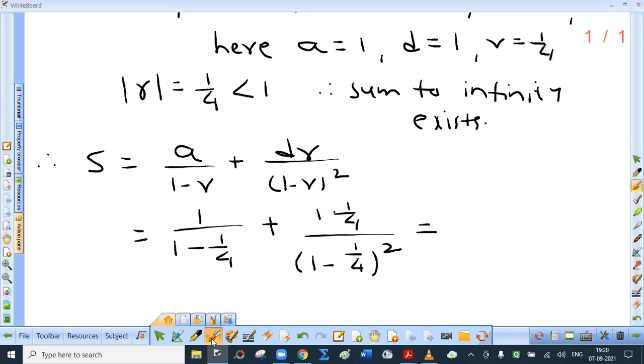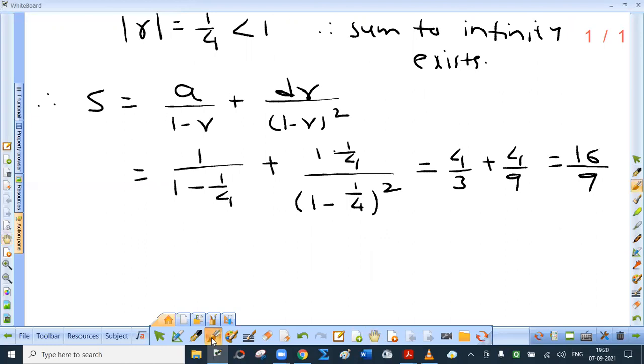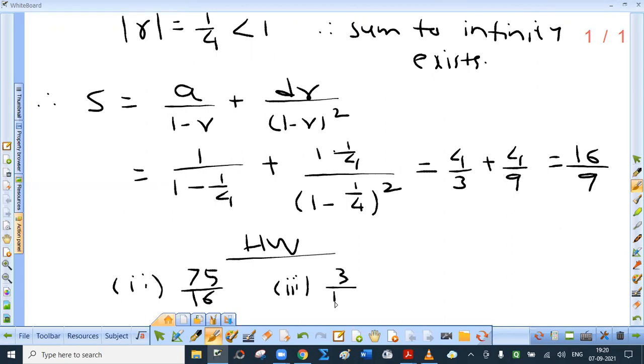Somebody has written 4 by 3 plus 4 by 9. So it will be 16 upon 9. Check this. 16 upon 9. Remaining two sums for homework.